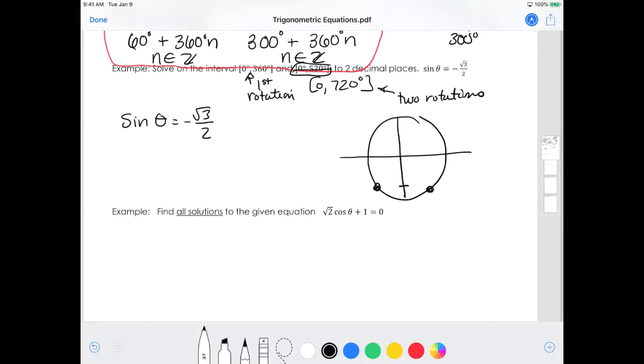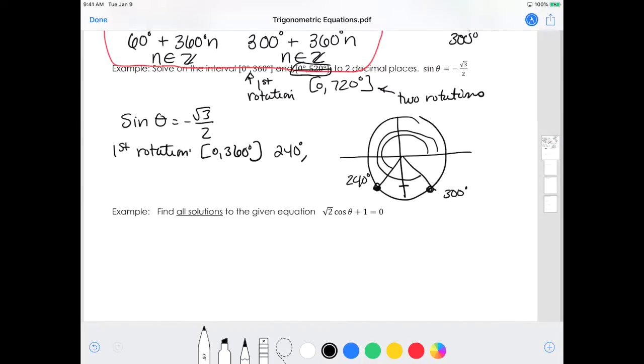If I swing open, that would be 240 degrees. And then if I swing open to this angle, that would be 300 degrees. So on the first rotation, from 0 to 360 degrees, I would have two answers. I would have 240 degrees and 300 degrees.